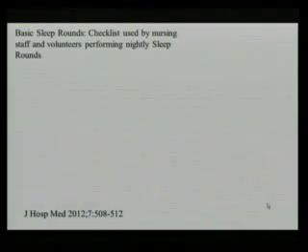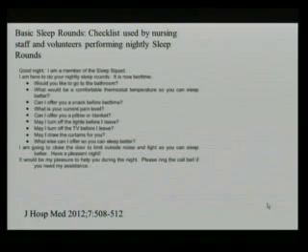Basic sleep rounds were that they had nursing staff and they had volunteers, medical students, who went around to each patient and they did sleep rounds. And what did they say? They had a checklist. And they said, good night, I'm a member of the sleep squad. I'm here to do your sleep rounds. It's now bedtime. And then they offered them all these things they could do.